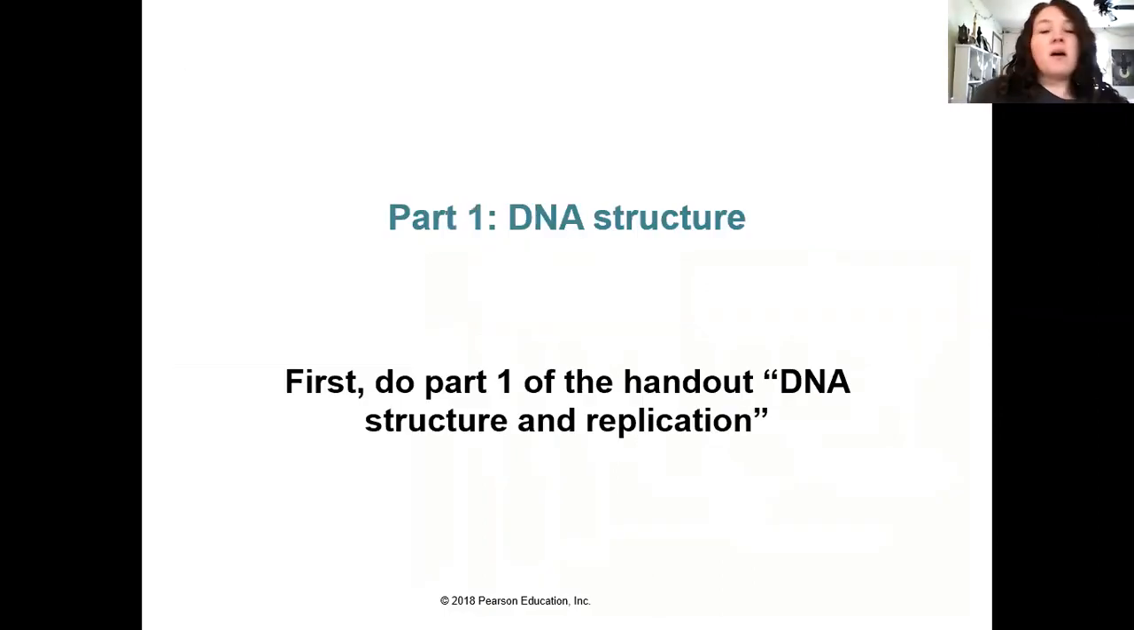All right. Stop here and do part one of the handout, DNA structure and replication. And it's not just busy work, it's a critical thinking handout, and it's going to help you with reinforcing the concepts and connecting concepts and remembering what's going on. Help prepare you for the quiz at the end.